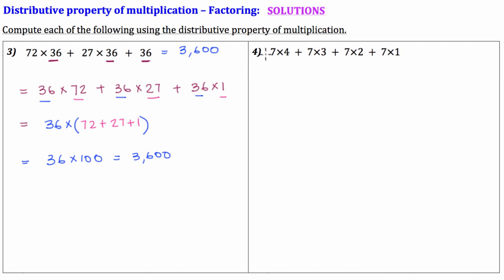7 times 1, and we have 7 as a common factor. So let's factor it out. Equals 7 times, and what we are left with is 4, a 3, a 2, and a 1. So let's write that here. 7 times 4 plus 3. We factor out the 7, so we have a 2. Factor out a 7 again, so we have a 1. And this is equal to 7 times 4 plus 3 is 7, plus 2 is 9, plus 1 is 10. So that is equal to 7 times 10 is equal to 70.